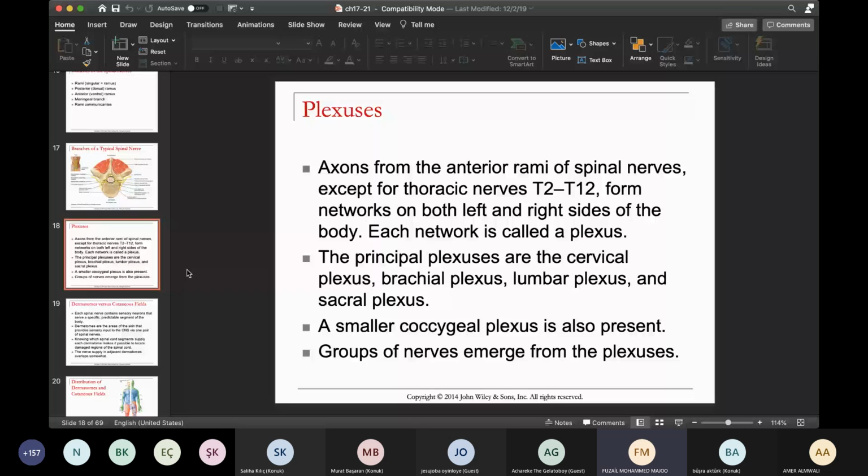The principal spinal nerve plexuses are the cervical plexus, the brachial plexus, the lumbar plexus, and the sacral plexus. There's also a smaller coccygeal plexus.